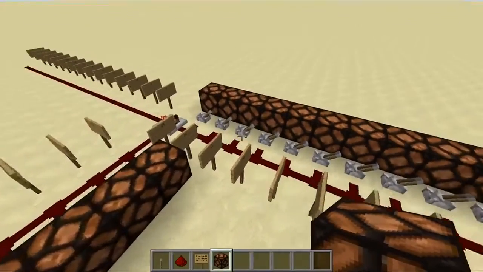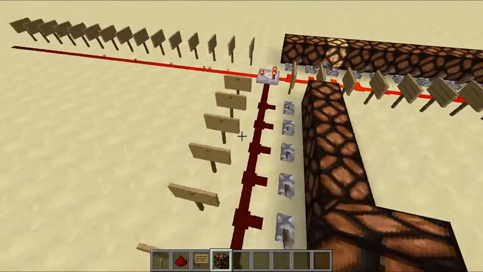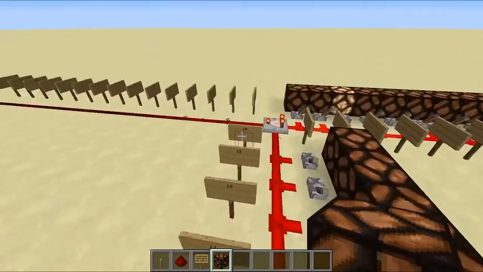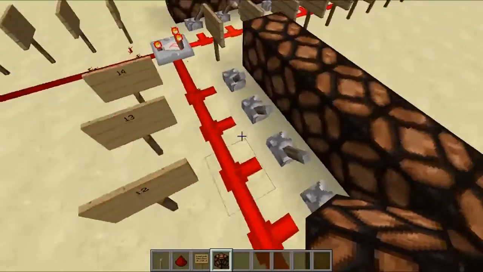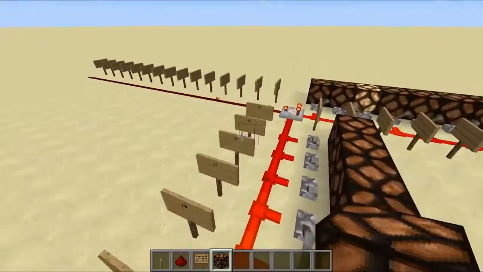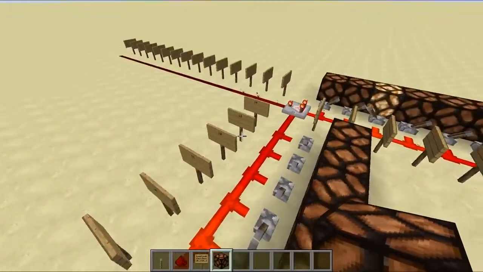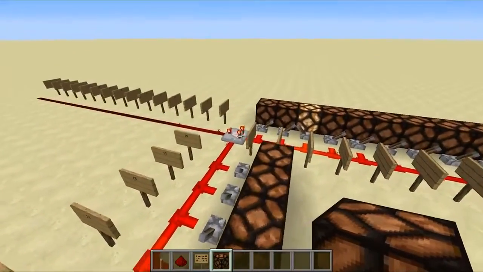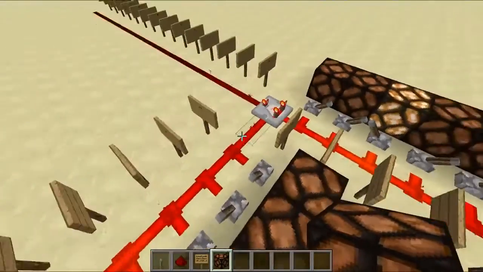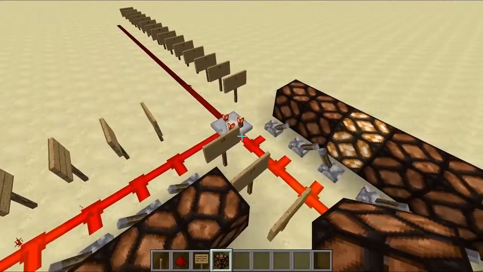So let's just quickly do another few demonstrations. So say, for example, we run in a signal strength of 13 into the back of the comparator, and then we run in a signal strength of 8 into the side of it. We should get an output of 5 once again, but if we change out that 8 for, say, a 10, then we should get a signal strength of 3 being outputted, because 13 minus 10 equals 3. So basically what the comparator is doing is subtracting the input value on that side right here from the input value at the back. Hopefully that all makes sense.